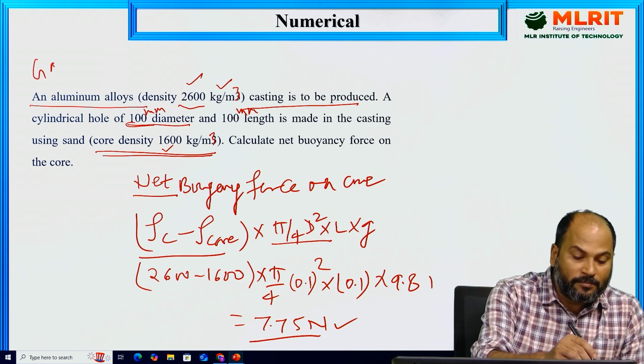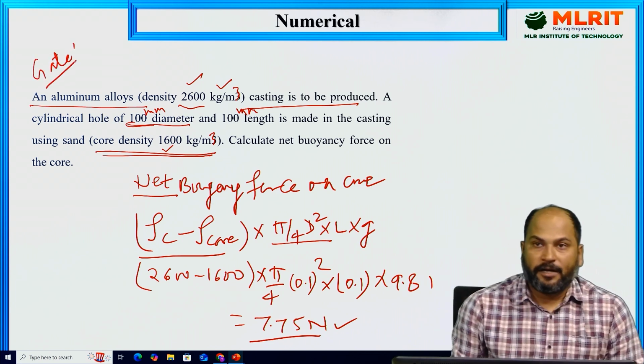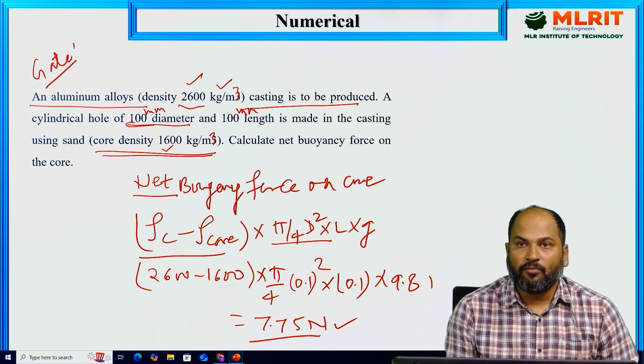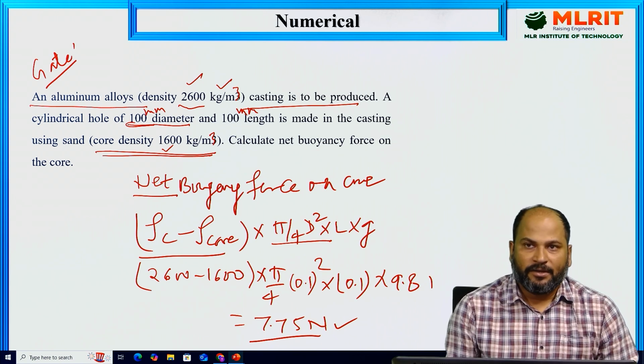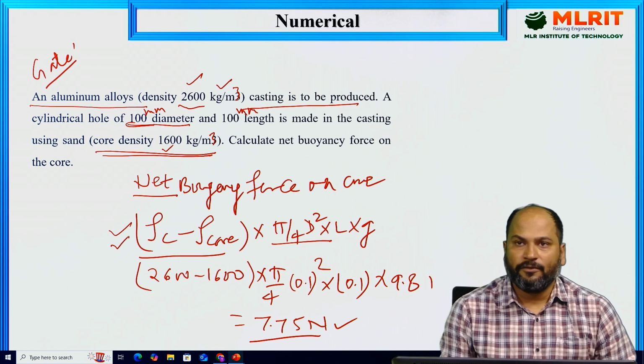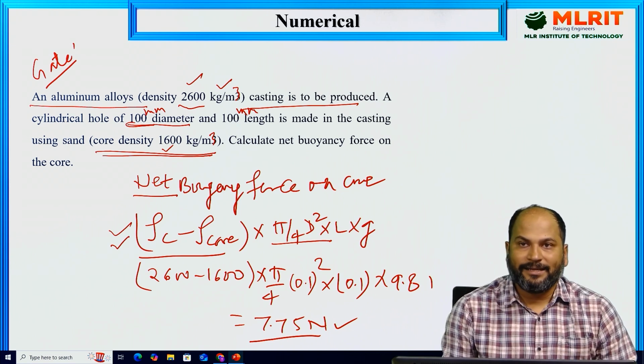So it's a very easy numerical, and very easily we can calculate. The only thing is we should know the meaning of buoyancy and how buoyancy force is calculated. We don't need to remember this formula. If we know how to calculate the buoyancy force, we can easily apply it and calculate the value of the force of buoyancy.